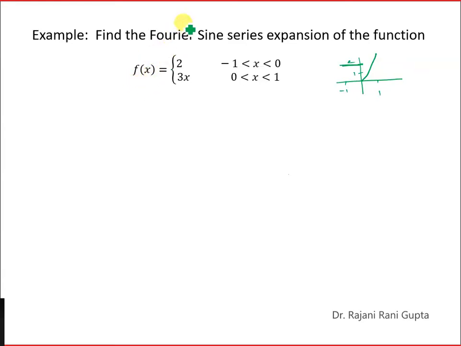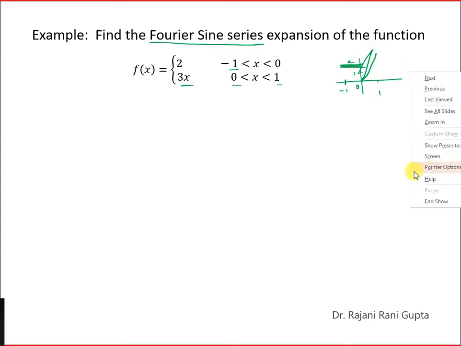So in this example, we have to find the Fourier sine series expansion of this function. Now this function is divided into two parts. From -1 to 0, it takes value 2, whereas from 0 to 1, it takes value 3x. When we draw it, it will look something like this. From -1 to 0, it takes the value 2, and from 0 to 1, it takes the value y is equal to 3x, something like that. I'm not able to draw the exact one.